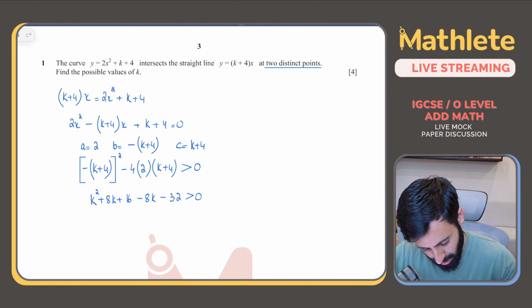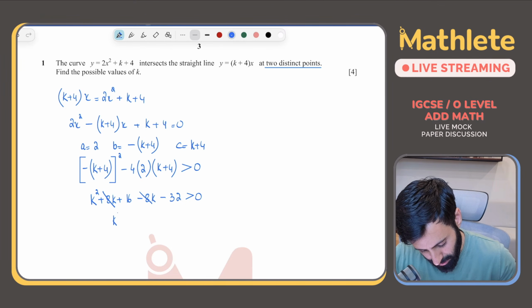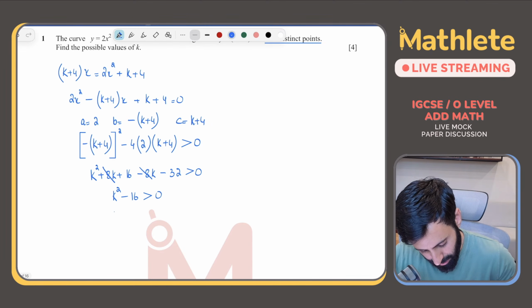So minus 8k, minus 32, that looks good. K square plus 8k plus 16, that also looks good. So what happens is that plus 8k minus 8k gets cancelled. We have k square minus 16, which is greater than 0. Okay, now for a second, let's assume that this is equal to 0 so that we can solve the quadratic equation for k and find the critical values. So k is equal to plus minus 4.